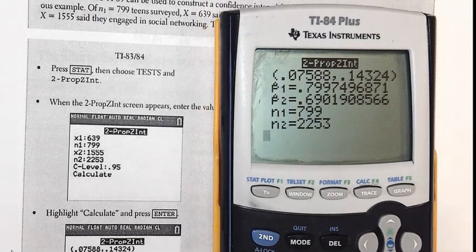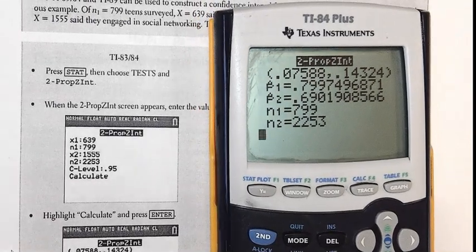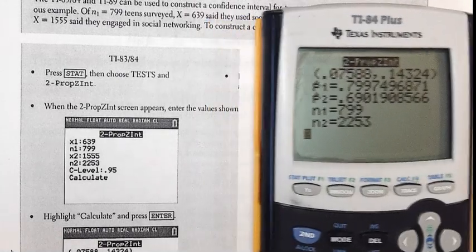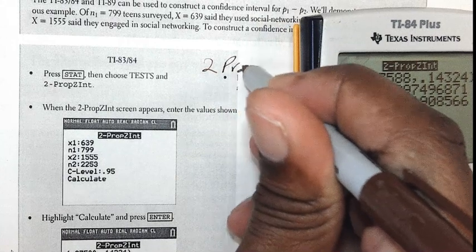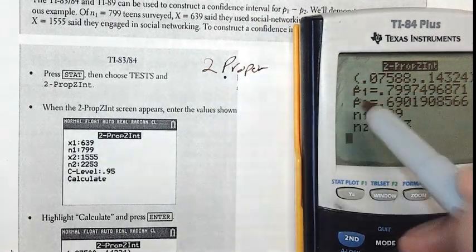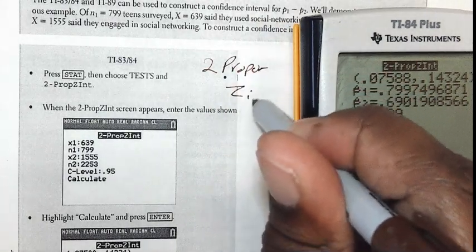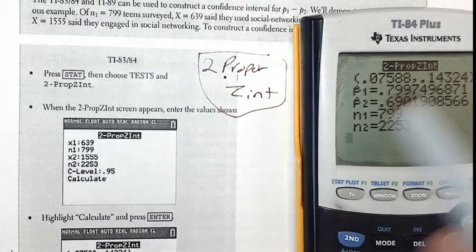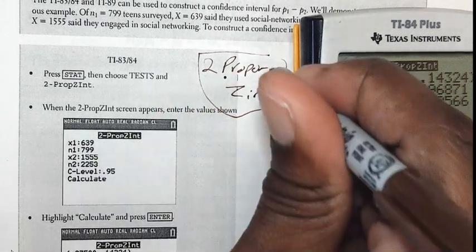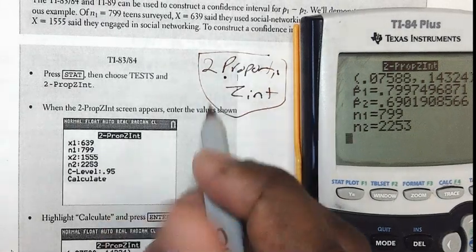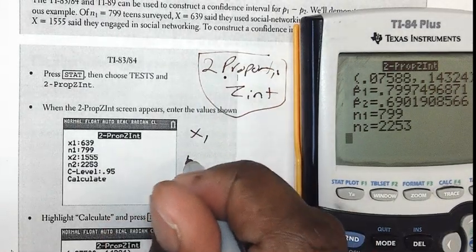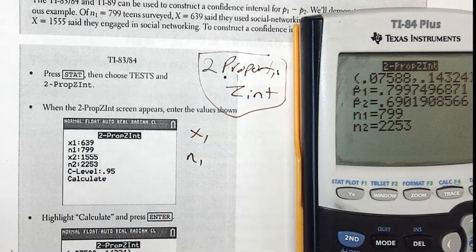We can use this on the AP Stats exam. You just have to write down someplace that you're using a 2 proportion Z interval. And you can pretty much write out the data there, as long as you explain that's what you're actually using. I'll write down what X1 was, N1 was, all the values plugged in to actually do that, so they know you actually did it properly.